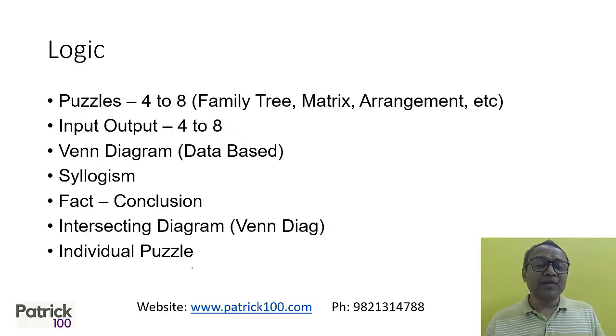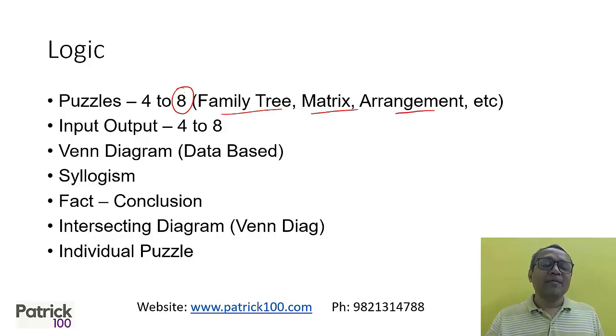As far as logic is concerned, there are normally 2 puzzle sets of 4 questions each. Puzzles could be family tree, matrix based, arrangement, etc. So that's 8 questions, which is huge. Input output is normally 1 set of 4 questions. There could be small changes, but this is broadly the case. If you're familiar with the basic types of family tree, matrix and arrangement, you should be able to solve them quickly.